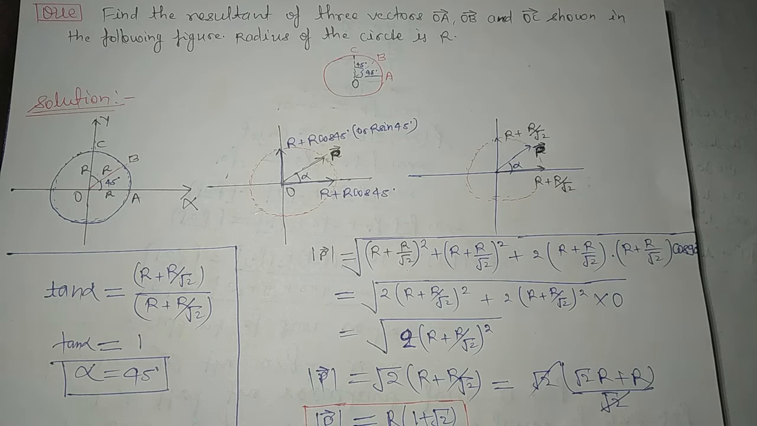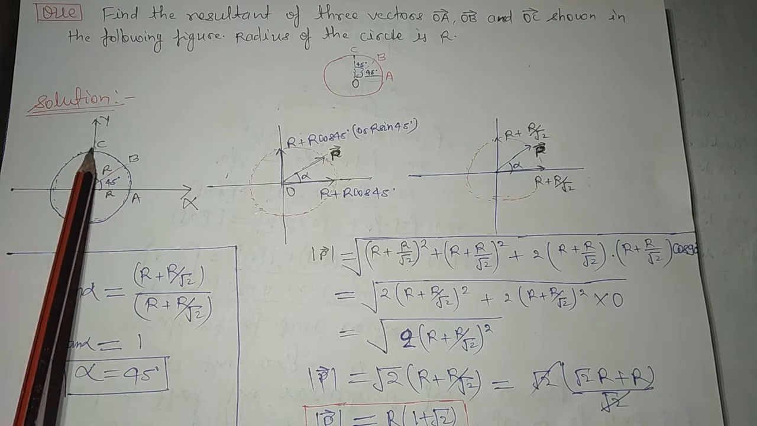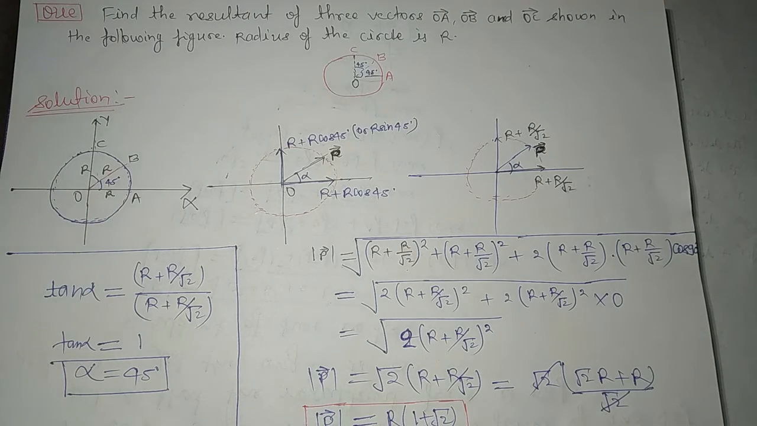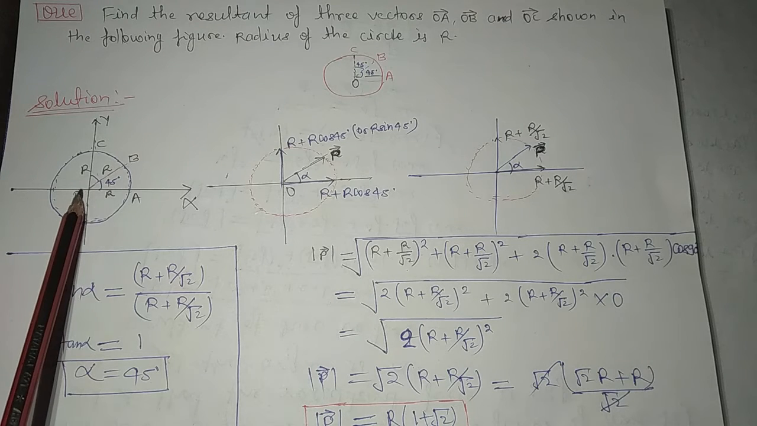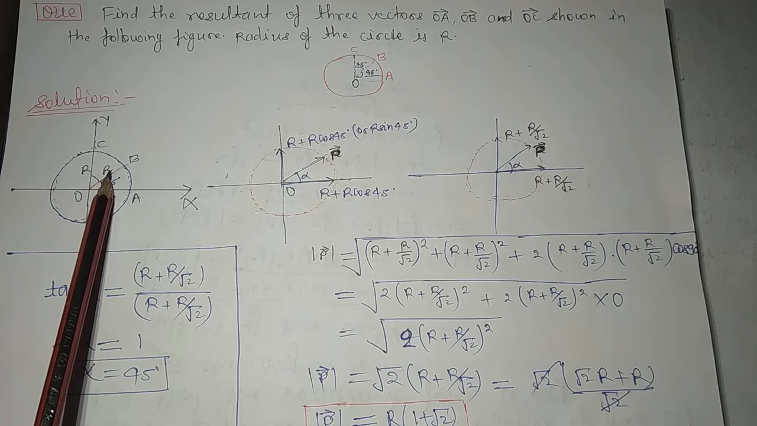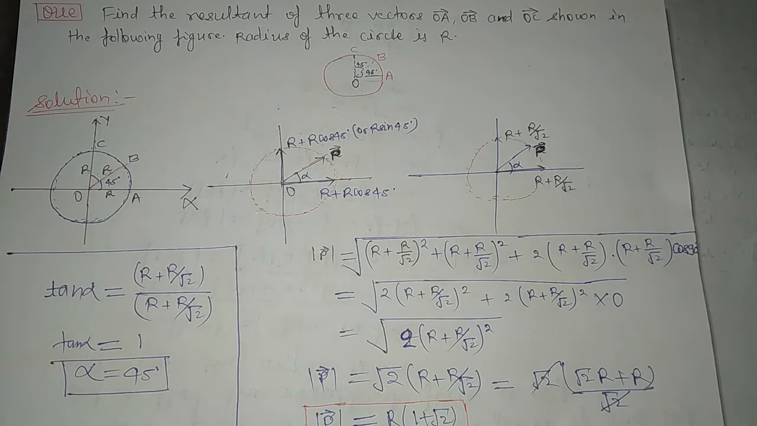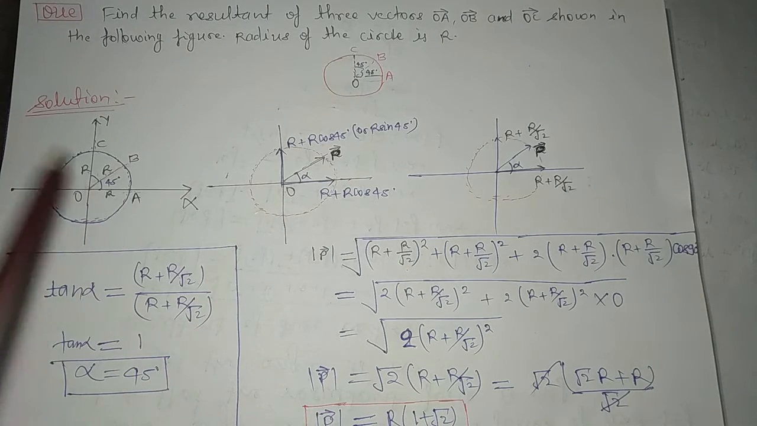So this is a very good question on resolving the vectors. Okay, so all I need to do is resolve the OB vector on the x-axis and y-axis. This is the basic procedure which I have to do. So resolve this OB vector on the x-axis and y-axis. This distance is r because the radius is r. So this is r, and this also will be r.